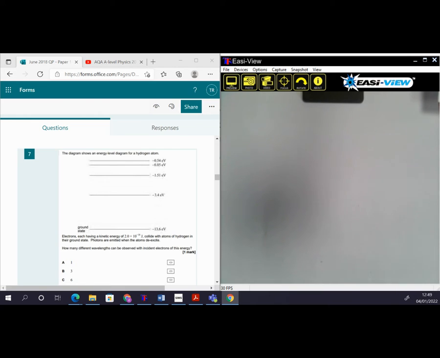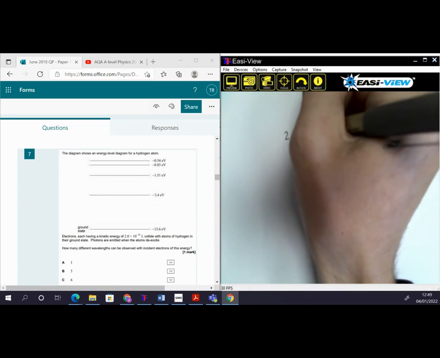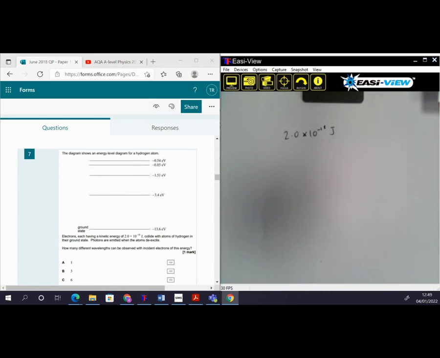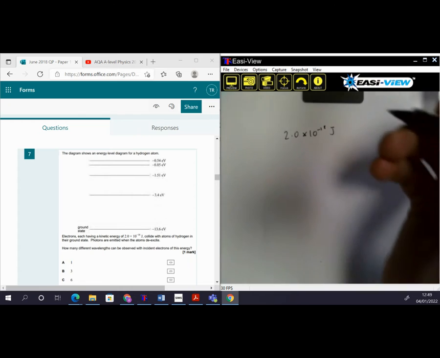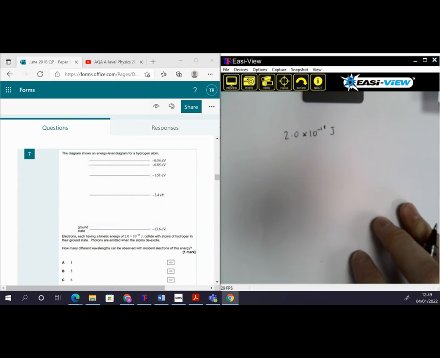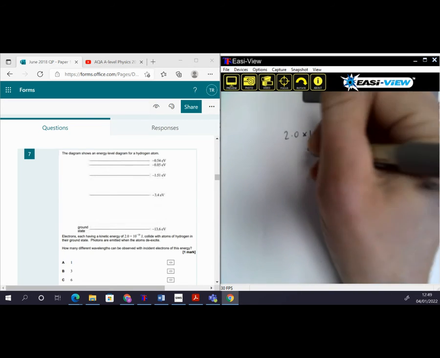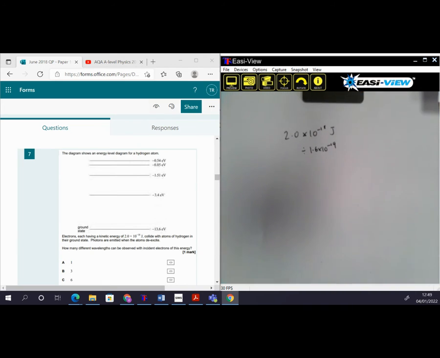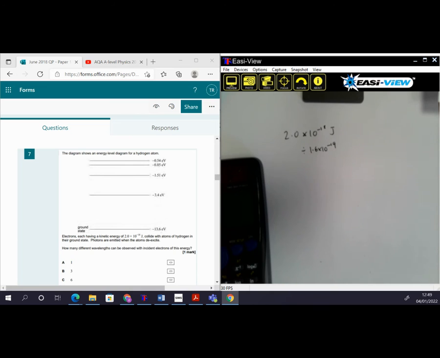So my first job is probably going to be to convert this 2 times 10 to the negative 18 joules into electron volts. So 2.0 times 10 to the negative 18 joules. A joule is a huge amount of energy compared to an electron volt. So if I'm converting, the ratio is always 1.6 times 10 to the negative 19, the charge of an electron. But in this case, I'm going to end up with a much bigger number. So I'm dividing by 1.6 times 10 to the negative 19.